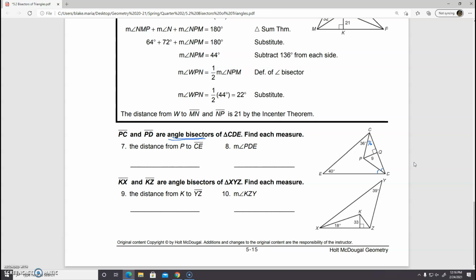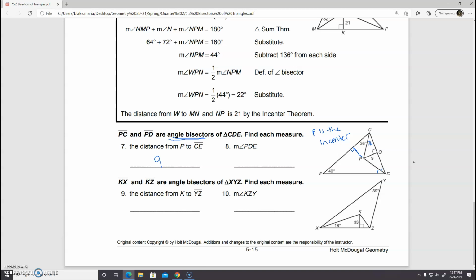So this one says find the distance from P to side CE. So from P to side CE, remember from the incenter, so P is the incenter. Remember from the incenter to each side to be the same length. So it looks like from P to side CD is actually 9, right? Which means P to side CE should also be 9 units.